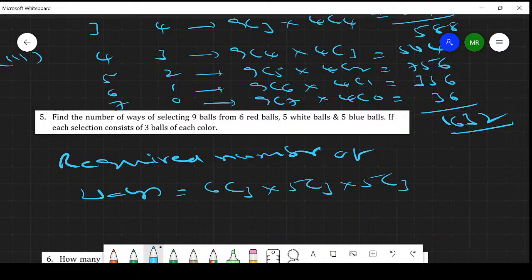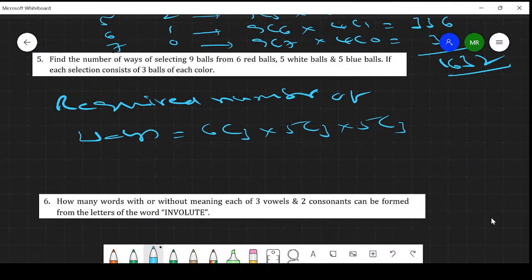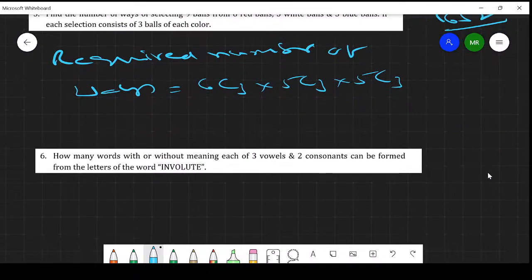I hope you understand, you can do this problem easily. Next, the last one, we can try this problem also. How many words with or without meaning, each of 3 vowels and 2 consonants, can be formed from the letters of the word? This is one of the example problems. You can solve this problem.